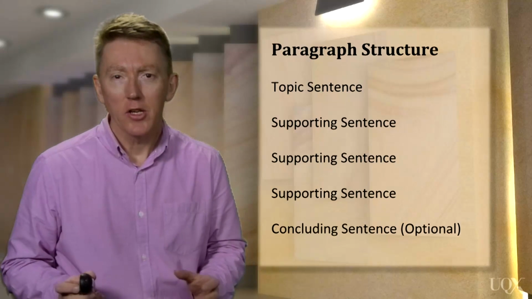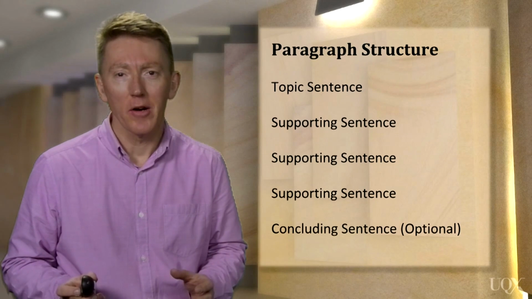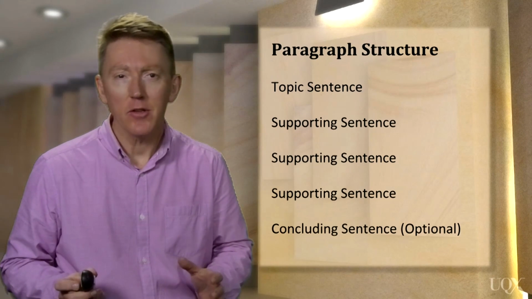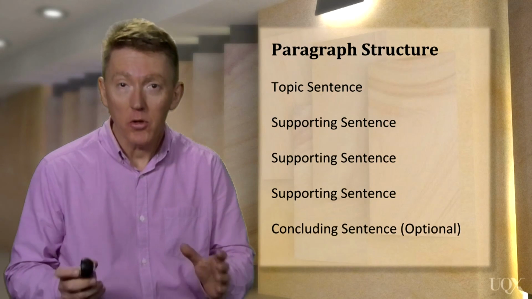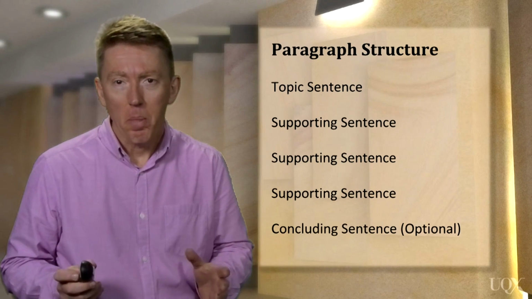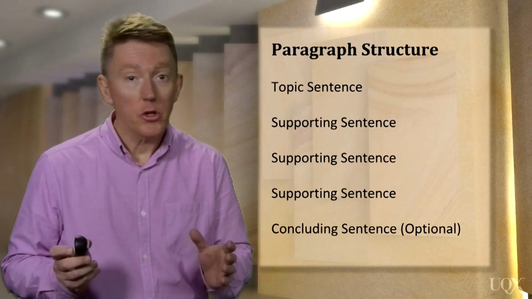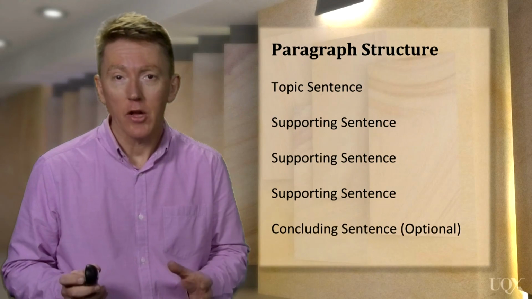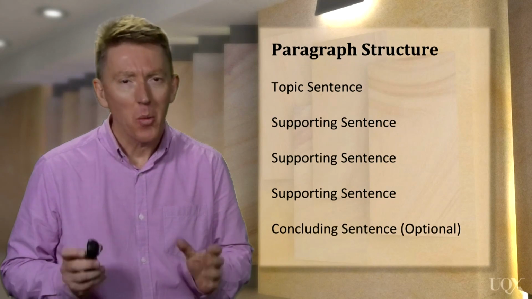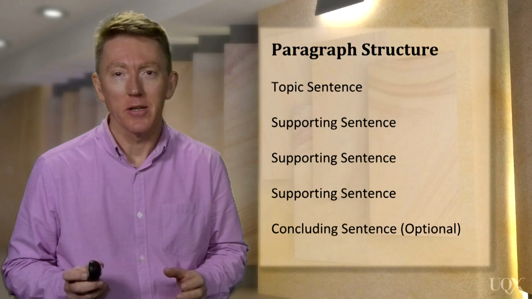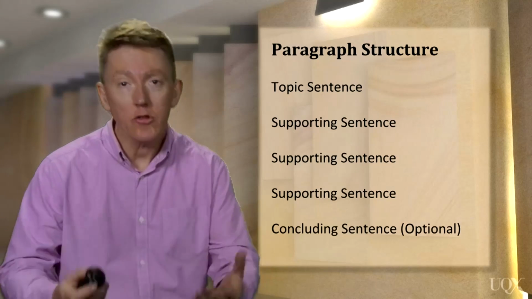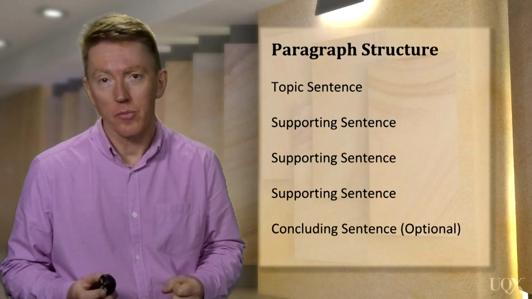This diagram shows the structure of a good paragraph. Notice the final sentence here, a concluding sentence. Now, this is optional, but you can include a concluding sentence at the end of your paragraph, which sums up the main idea. Think of it as a restatement of your topic sentence.